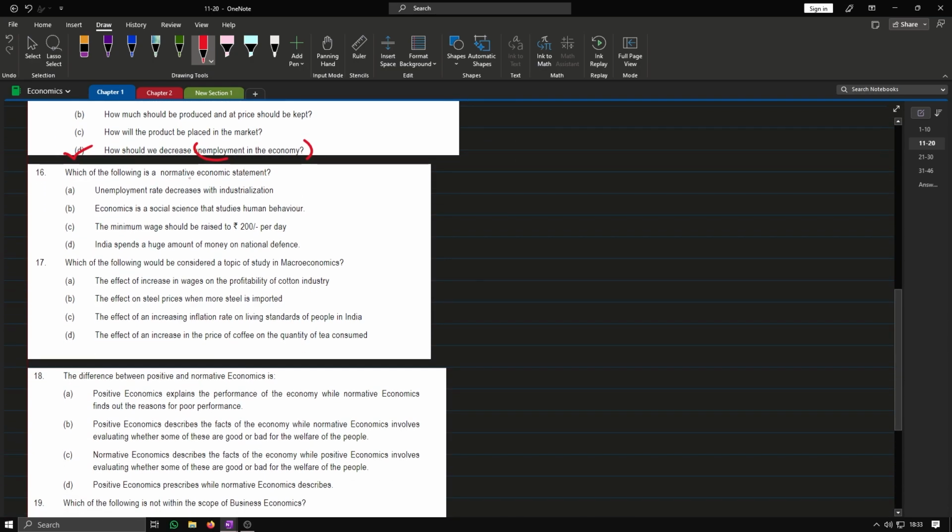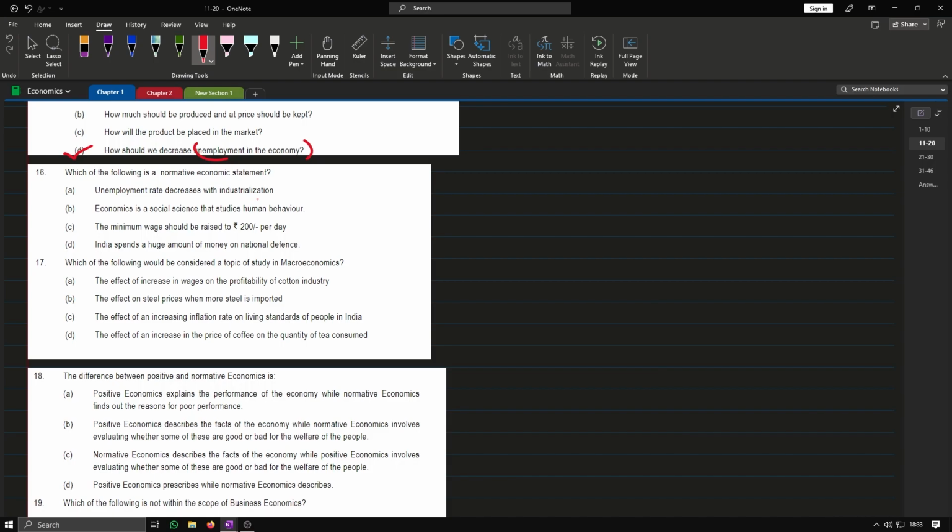Which of the following is a normative economic statement? So we saw normative versus positive, right? A normative statement mentions how things should be, how things ought to be. And positive is how things are. The current scenario of things is usually expressed in a positive statement. So which is the normative economic statement here?